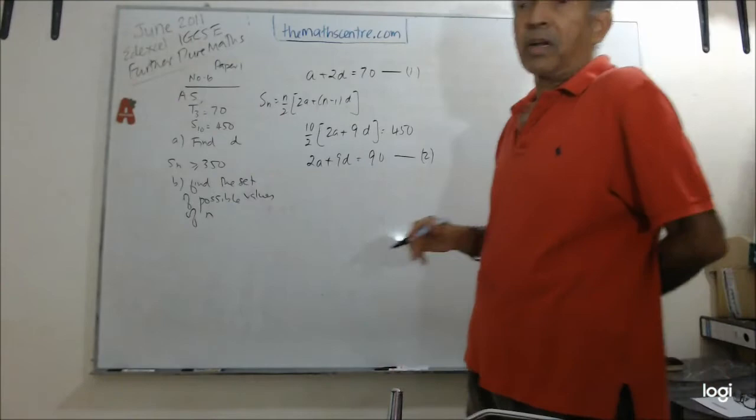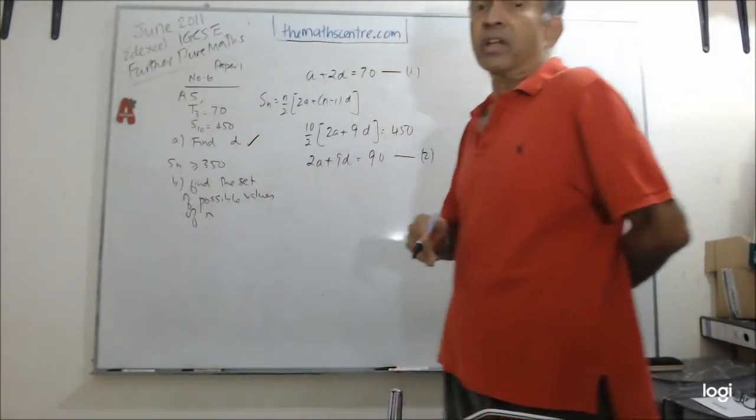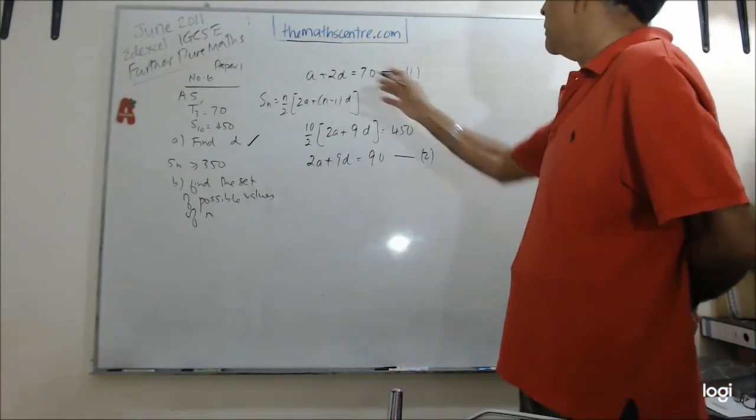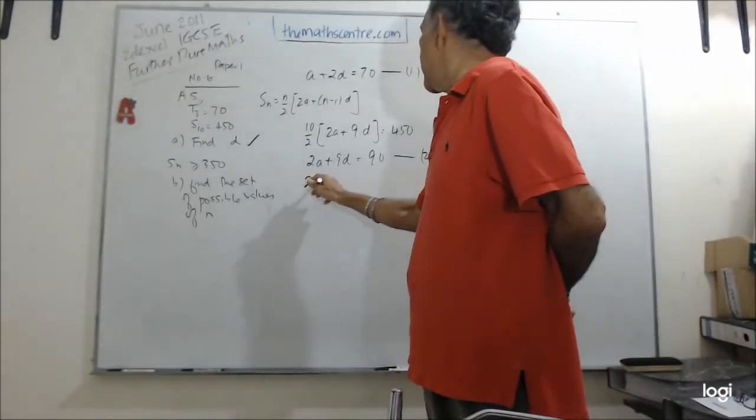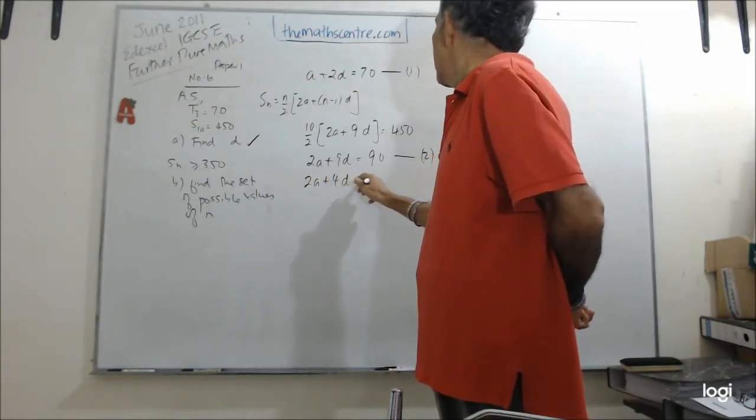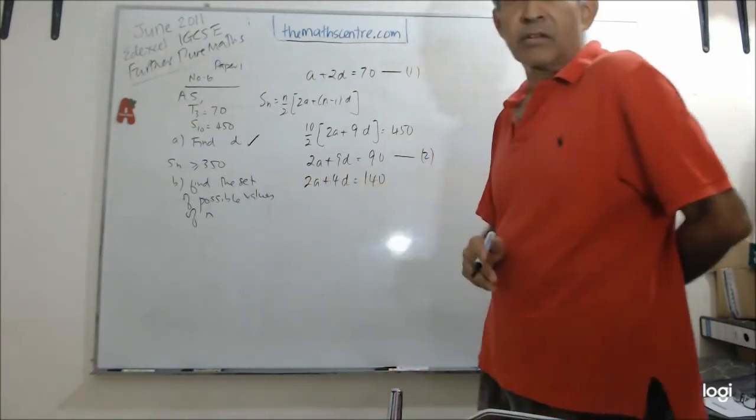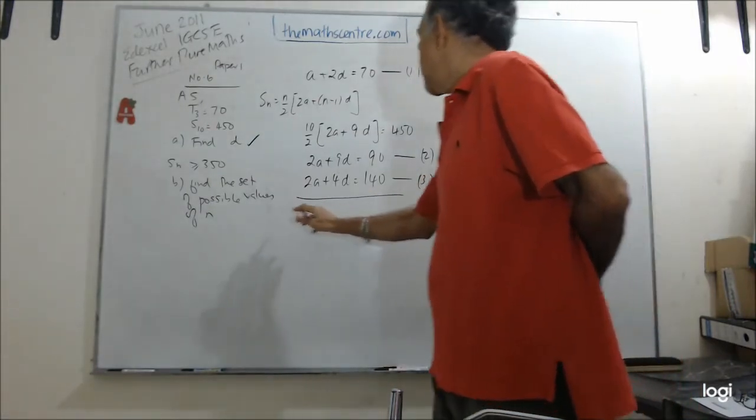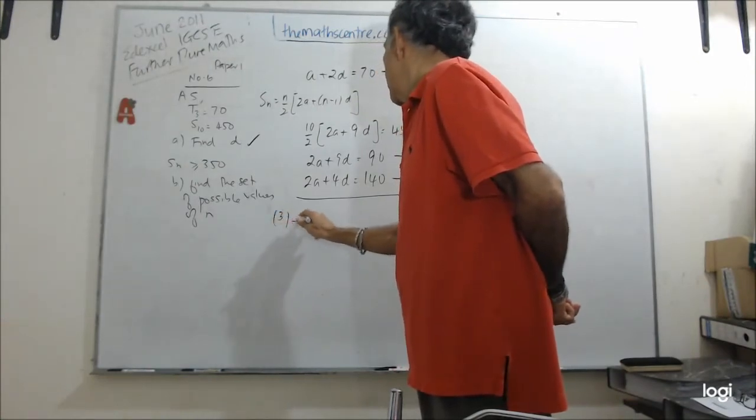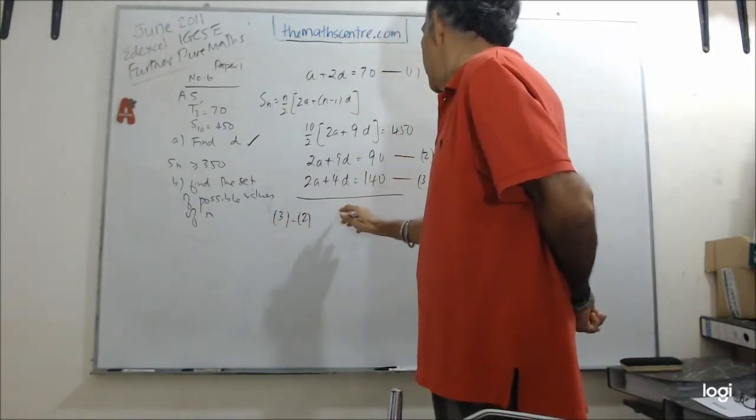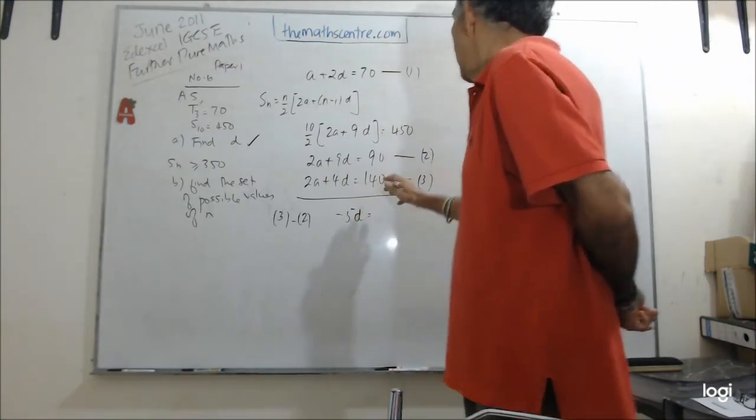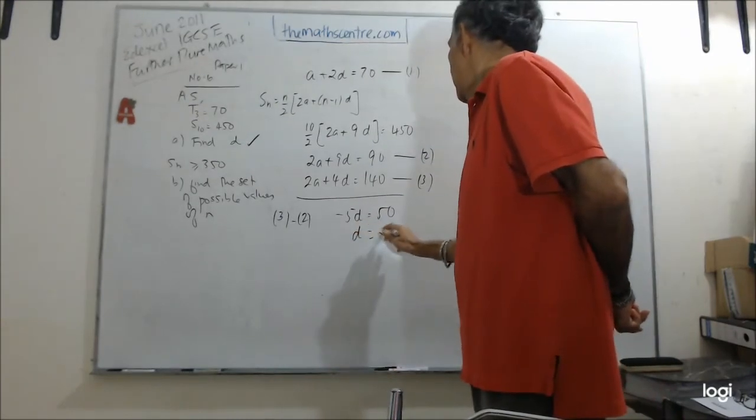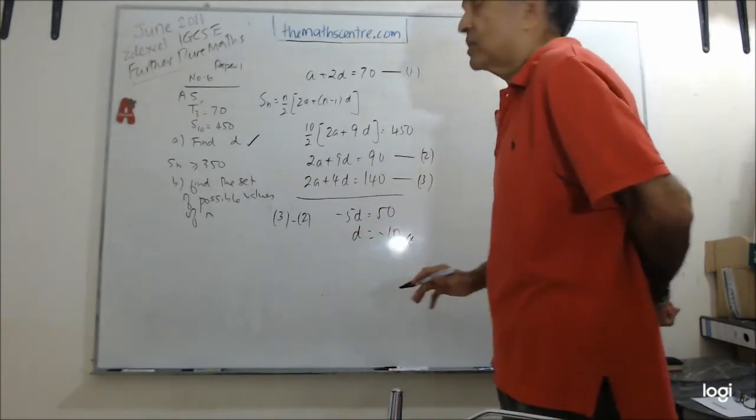What are we asked to find in part A? They ask you to find the common difference, find d. So it's just a matter of solving this system of equations. Looking at equation 1, let me multiply that by 2. So I have 2a plus 4d equals 140. Let me call this equation 3. Taking 3 minus 2, 4d minus 9d is minus 5d. 140 minus 90 is 50, therefore d equals negative 10. So d is minus 10, and we are done.